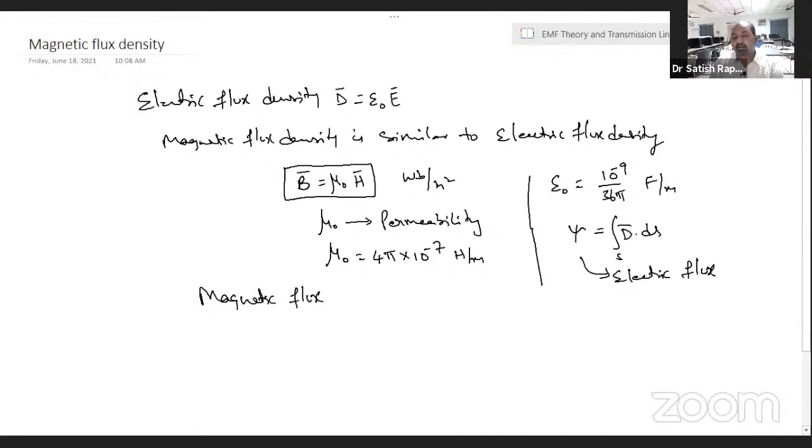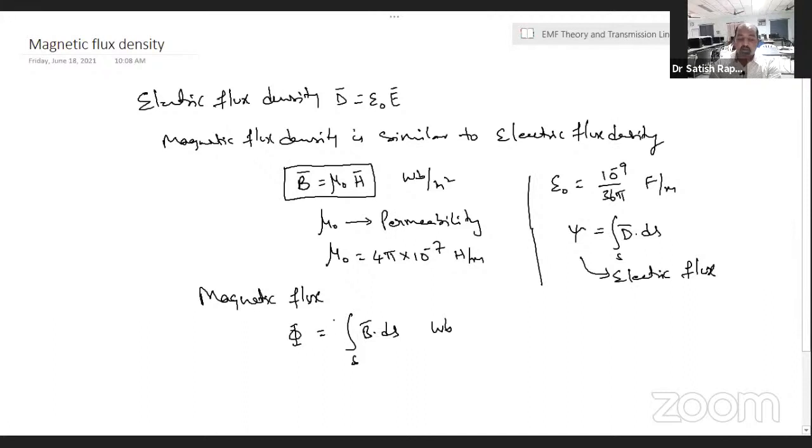Similarly, here magnetic flux. Magnetic flux is capital pi, which is equal to the surface integral of B bar dot ds, in webers. Magnetic flux is in webers, and magnetic flux density is in webers per meter square. So this is magnetic flux density.